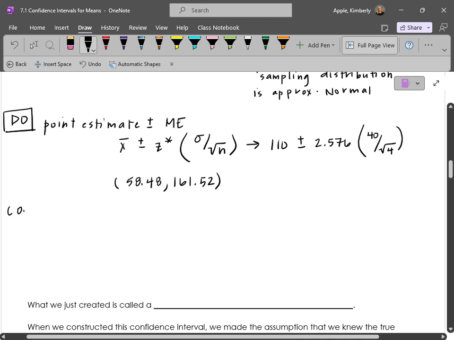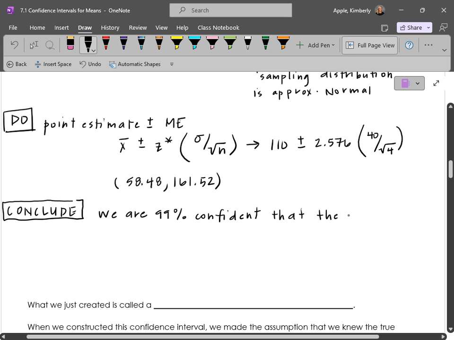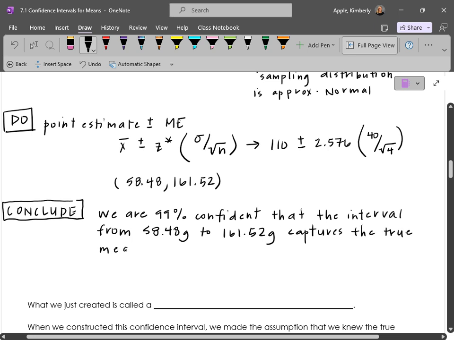And now we're ready to write our conclusion. There will be no new interpretation sentences, I don't think, until Unit 9. We're just going to be reusing the ones we've used so far. So we are 99% confident that the interval from 58.48 grams to 161.52 grams captures the true mean weight of all his tomatoes.